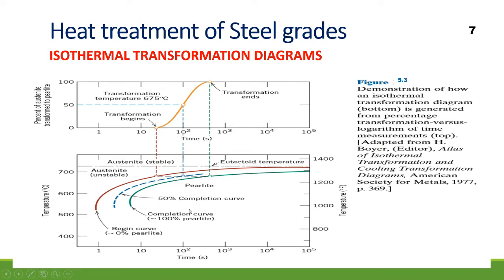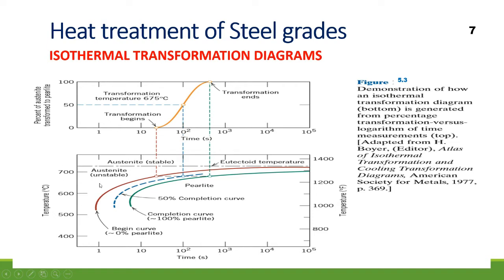Going forward, I'll explain the meaning, how it has an impact, and how you can get data or understanding from this curve. Let's see what it is in the middle, this blue dotted one. This one is your 50% completion curve. Up to here we understood that on the x-axis we have time, just like in the previous one, and this is the temperature.